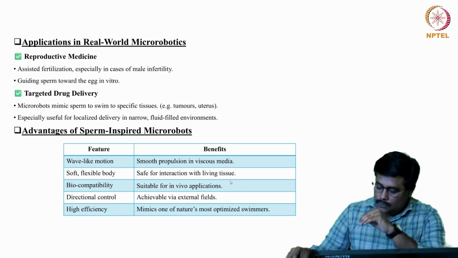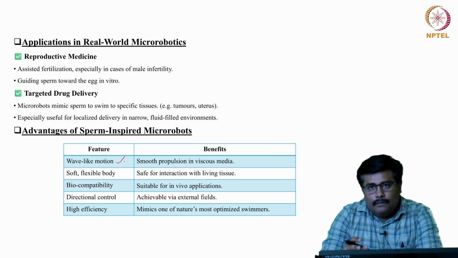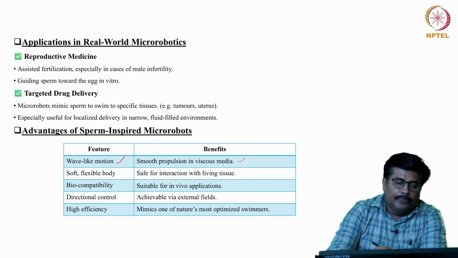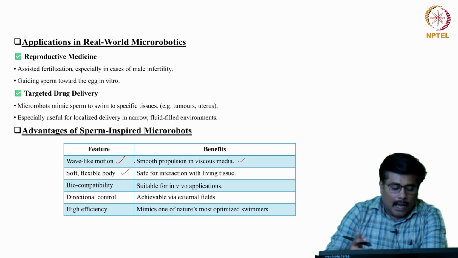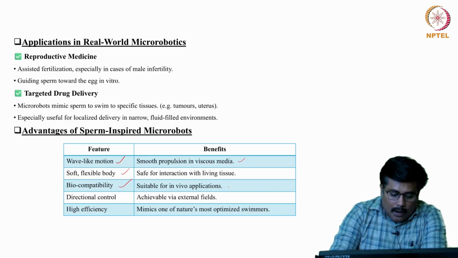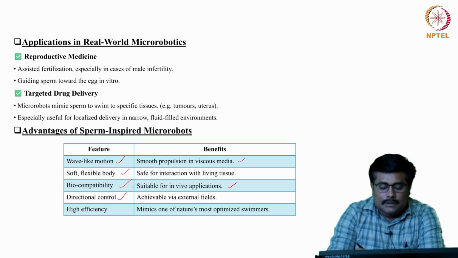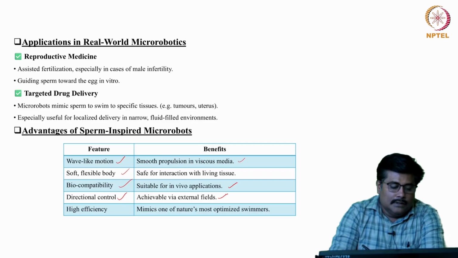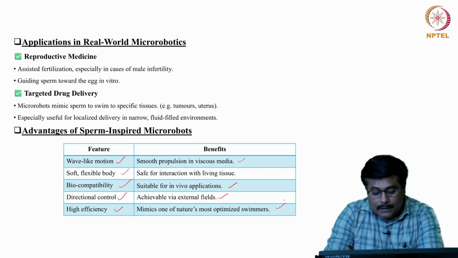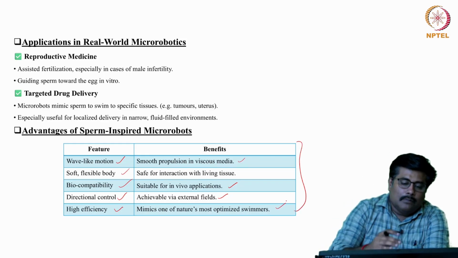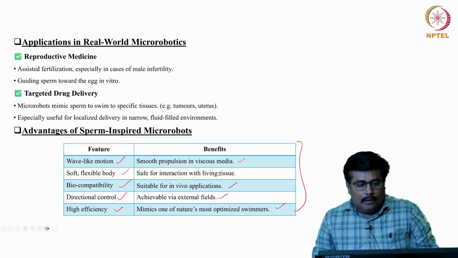From the advantages point of view, when we look at the key features, it has a wave-like motion, which benefits smooth propulsion in viscous media. It has a soft, flexible body which is safe for interaction with living tissues. It is highly biocompatible, so it is suitable for in vivo applications. It has good directional control, achievable via external fields. And it is highly efficient, mimicking one of nature's most optimized frameworks. So these are some of the characteristics which have been taken up and engineered for micro robotic development.